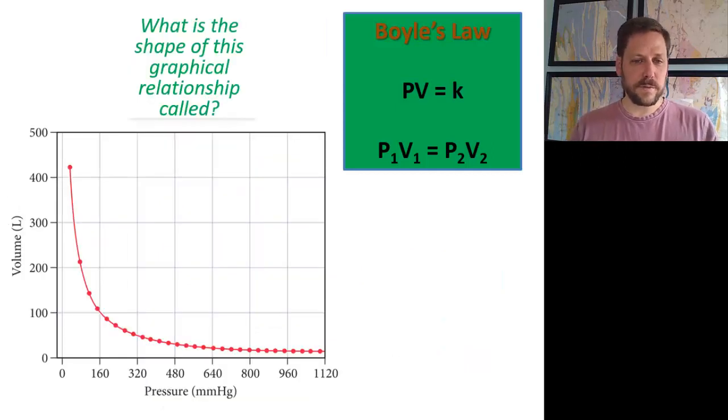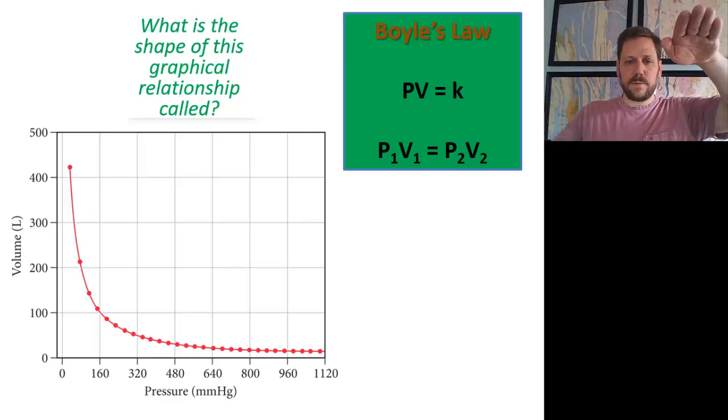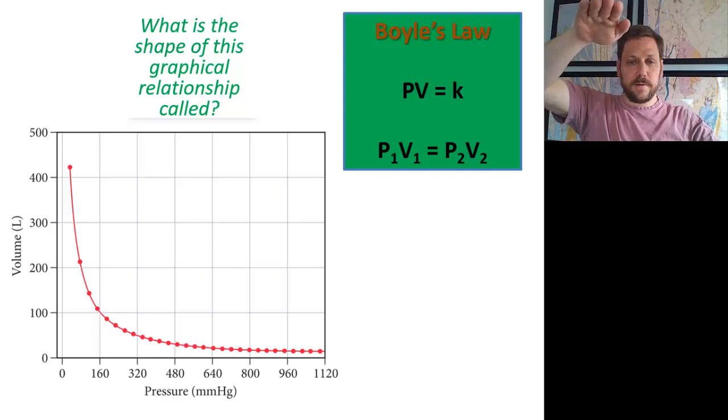This is an inverse relationship. Most of the relationships we're going to be looking at in this unit are either inverse relationships or linear relationships. And this one is inverse. As pressure goes up, volume goes down.